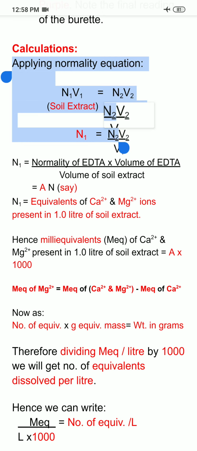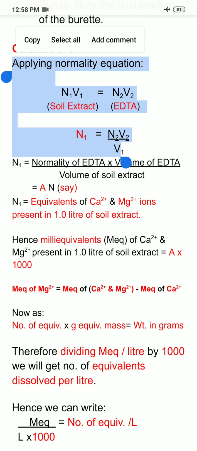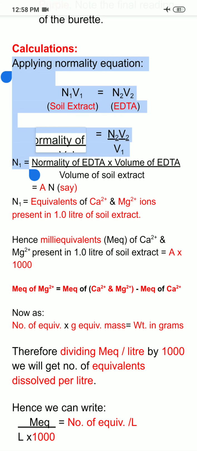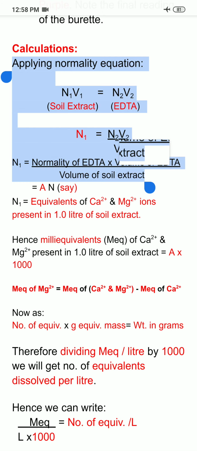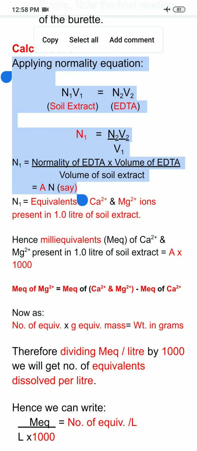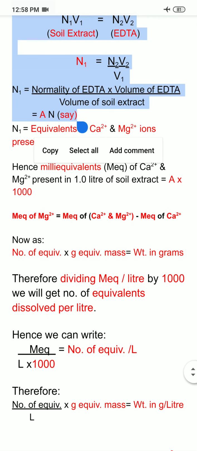So N2 is known, V2 we will get from the burette, and V1 is the volume of soil extract taken. So we can determine the normality of the soil extract solution. Suppose the normality of the soil extract comes out to be equal to A normal, say.